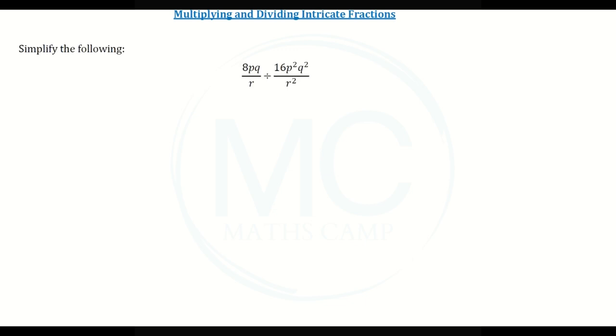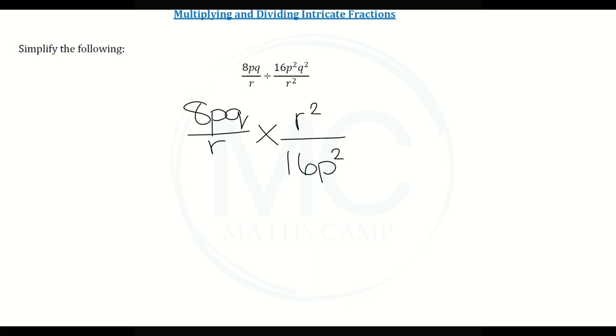Simplify the following: 8pq over r divided by 16p squared q squared over r squared. Now individually we cannot simplify either fraction, so it's time to tip and times. Let's leave 8pq over r as it is. I'm going to multiply and then tip this fraction over here. So r squared becomes the numerator and 16p squared q squared becomes the denominator.